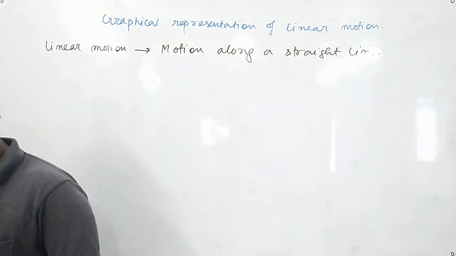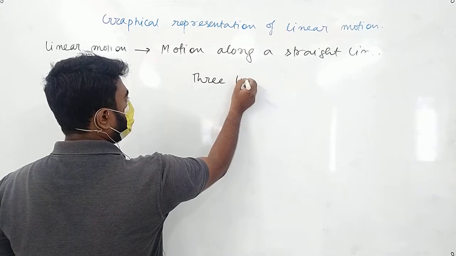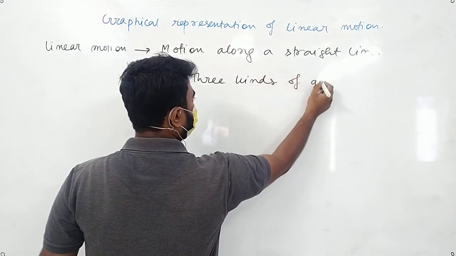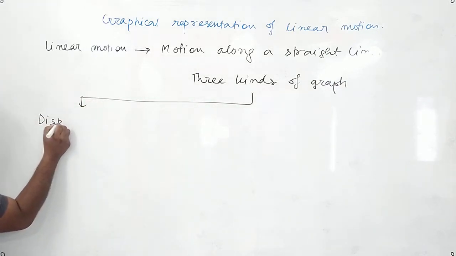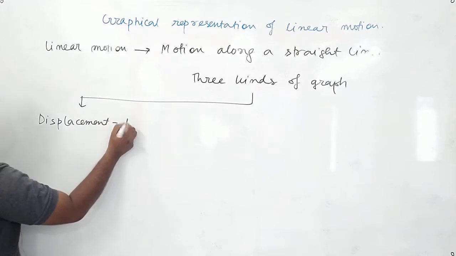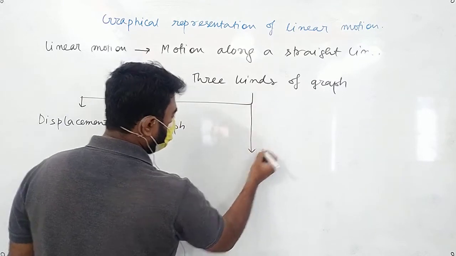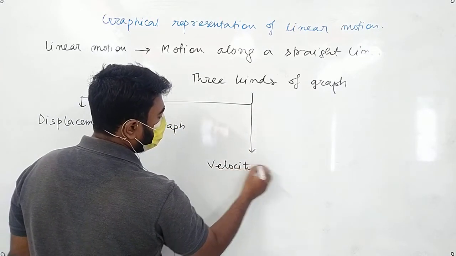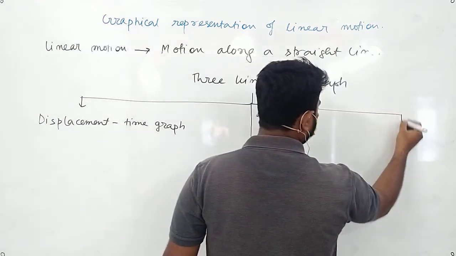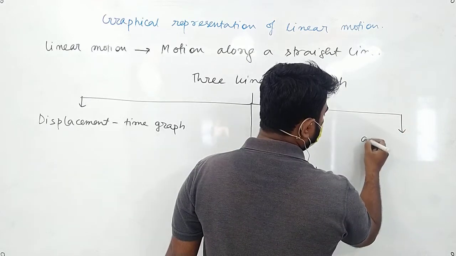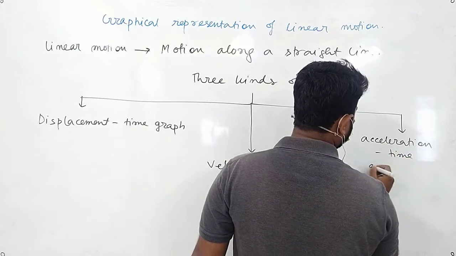For that we need to draw three kinds of graph. What are those three? Number one is displacement time graph. Number two is velocity time graph. And number three is acceleration time graph.